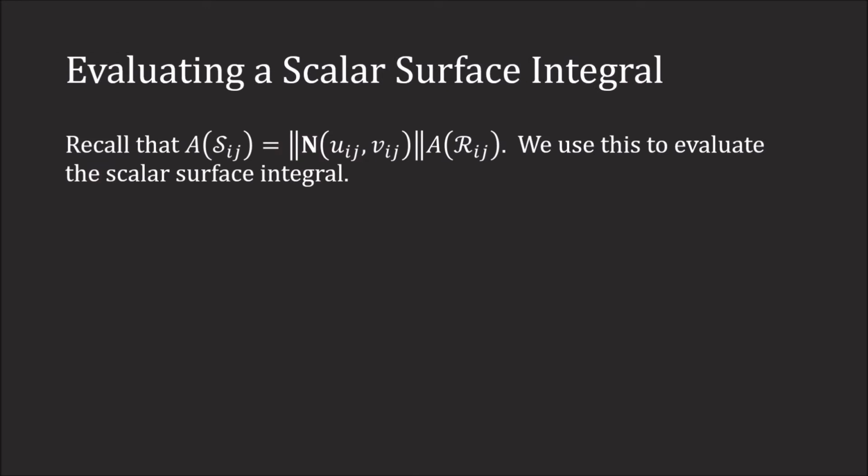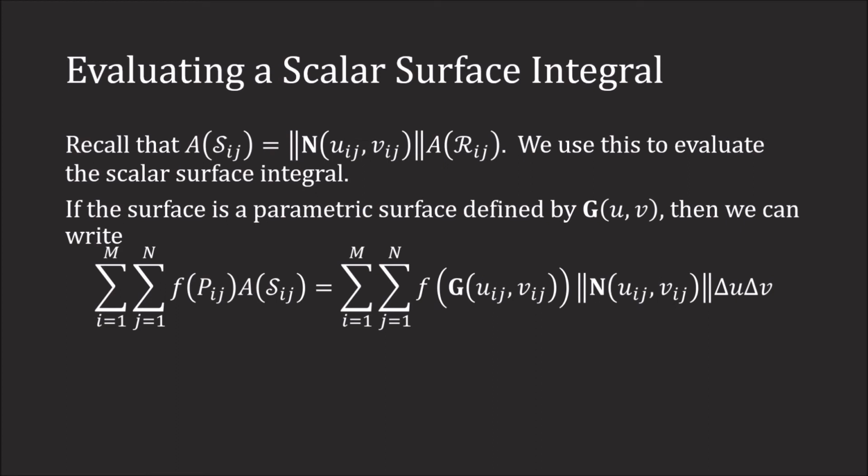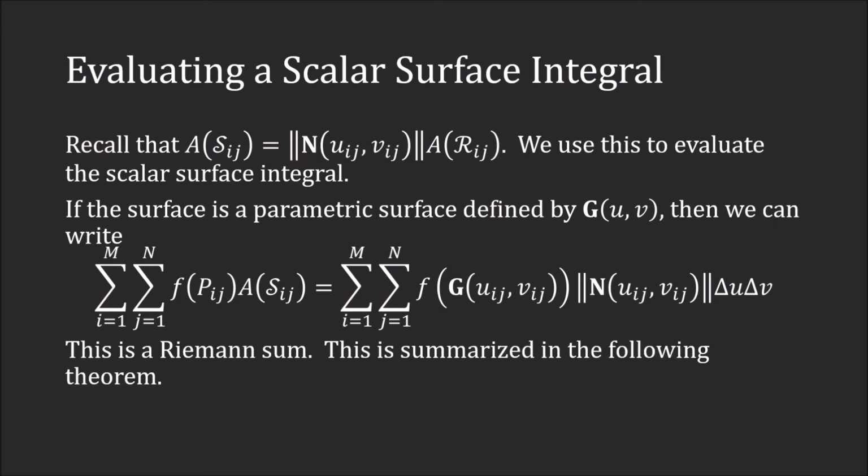Now recall that the surface area was this right here, of that piece anyway. So we are going to use this to evaluate the scalar surface integral. If the surface is a parametric surface defined over D, then we write this double sum here as the double sum of f of G times the norm of n, delta U, delta V. That is a Riemann sum. It'll converge to a double integral, which is summarized in the following theorem.